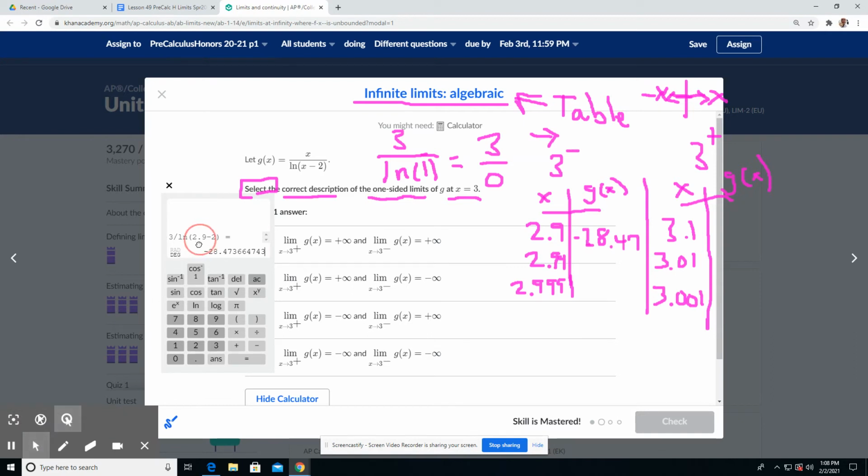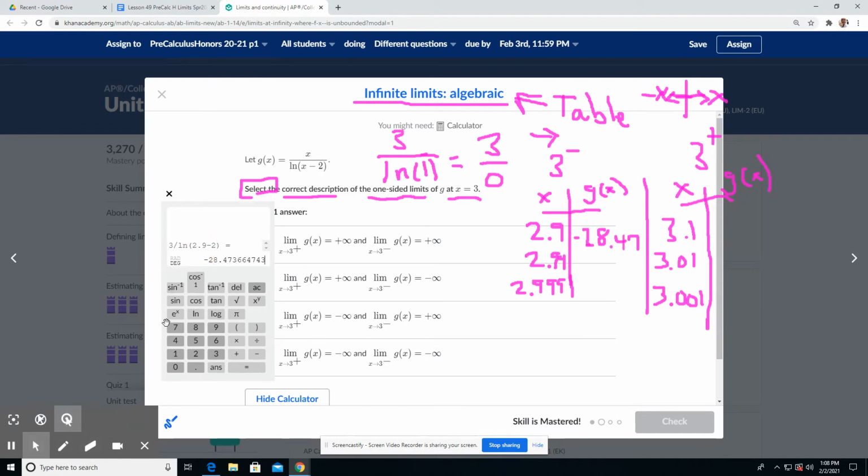Will it let me edit it? Oh, that's too bad. All right, same idea. 3 divided by natural log of 2.99 minus 2 in parenthesis equals negative 298. These keep going, but at this point, we're just looking at the behavior. This is pretty good already. I can see that we're going to negative infinity on this one as we get closer and closer.